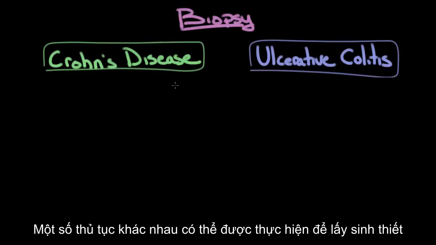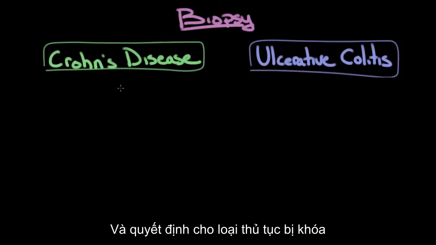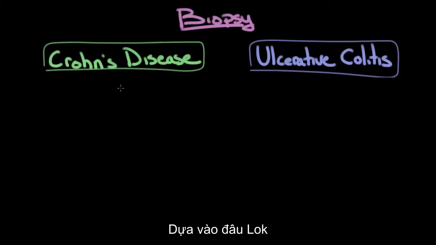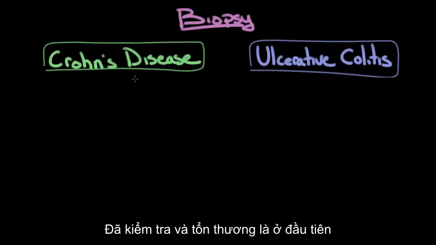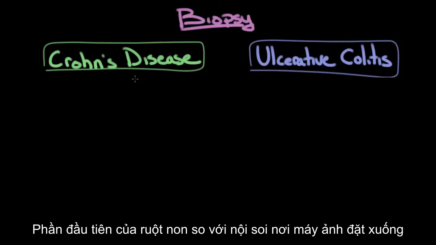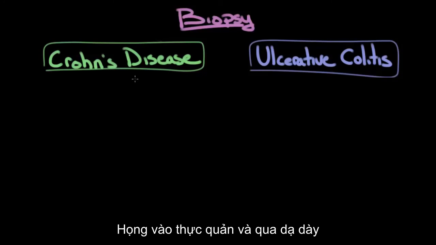So a number of different procedures can be performed to obtain a biopsy, and the decision for the type of procedure is largely based on the location of the biopsy. So say if Crohn's disease is suspected and the lesion is in the first part of the small intestine, then an endoscopy, where a camera is put down the throat into the esophagus and through the stomach, can be performed, because that's the best way to get to the first part of the small intestine.